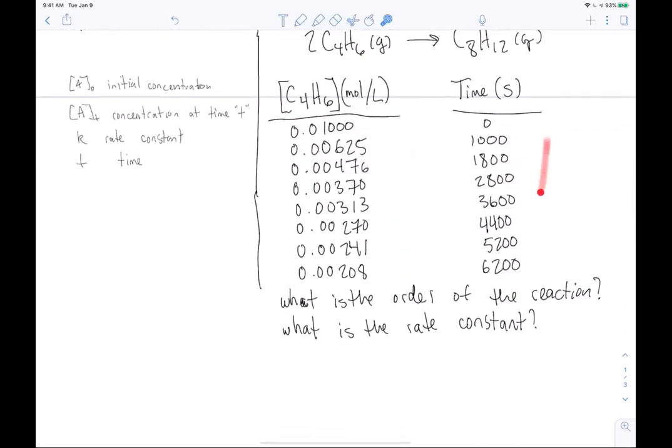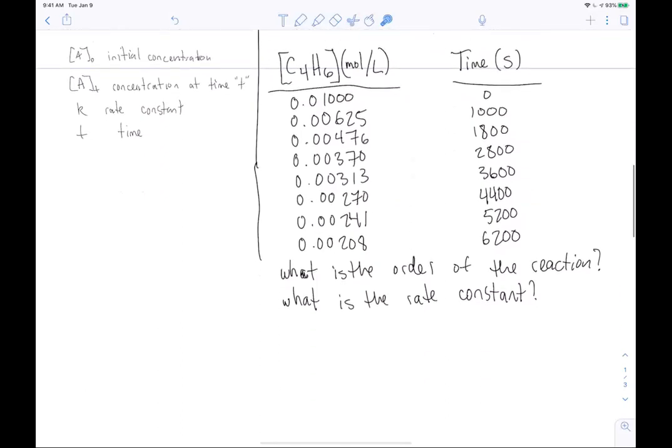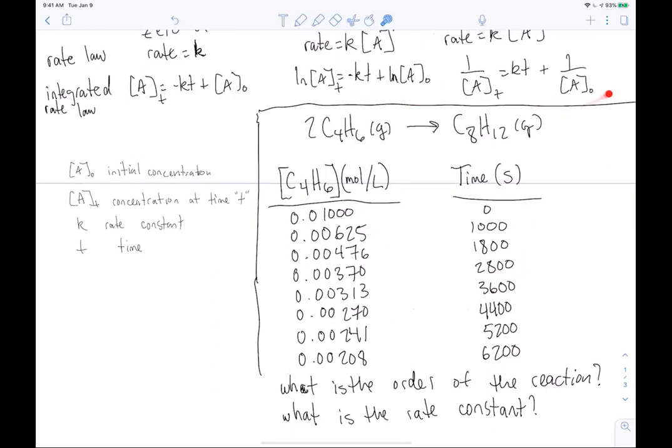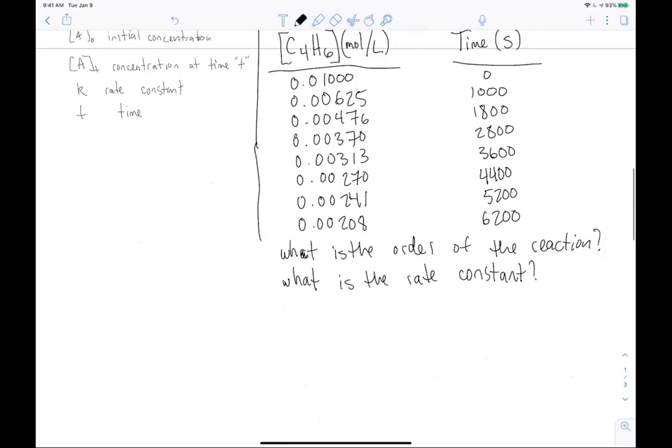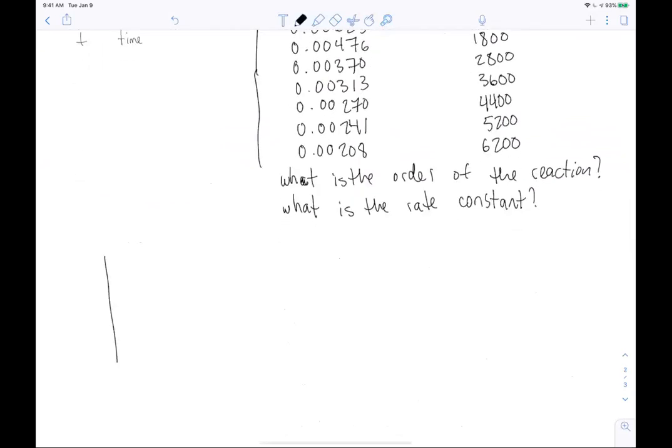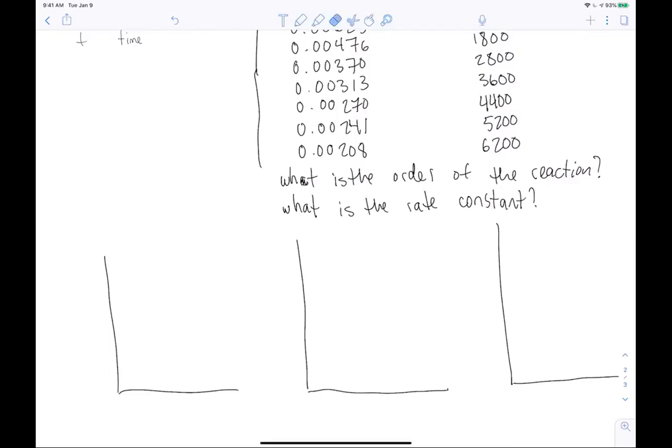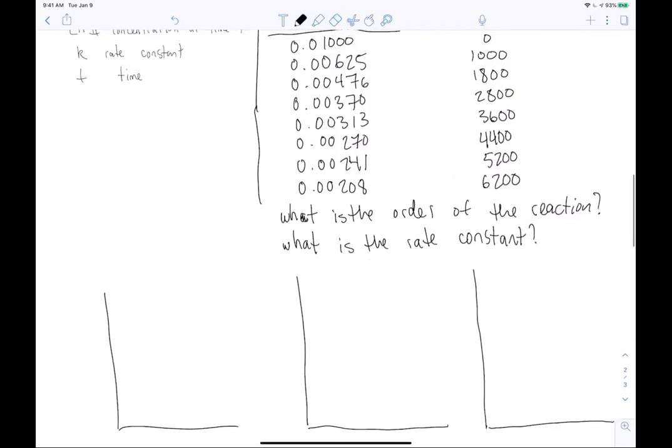But instead of using the method of initial rates, we're plotting the concentration as a function of time. And the nice thing about the way all of these equations are written up here is they're all written as linear equations. And so what you want to do here is make plots. So you make three different plots.